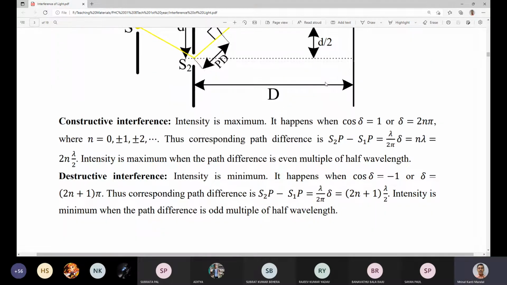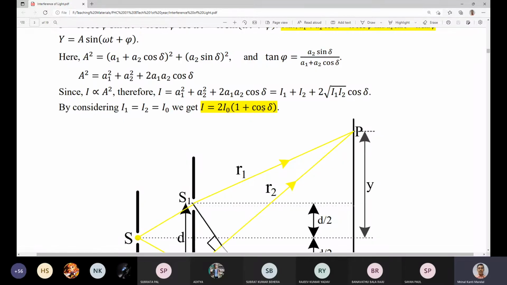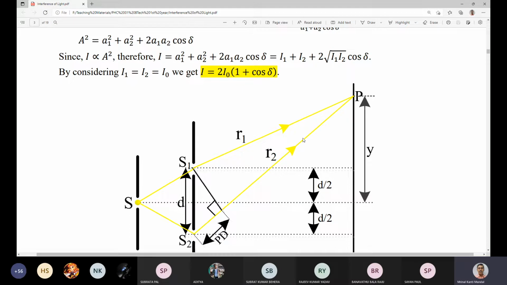Now we consider constructive interference. In constructive interference, the intensity is maximum. It happens when cos delta equals 1, because we have 1 plus cos delta. So when cos delta equals 1, then 1 plus 1 is 2, and 2 multiplied by 2 is 4 I naught. The intensity is maximum, right?